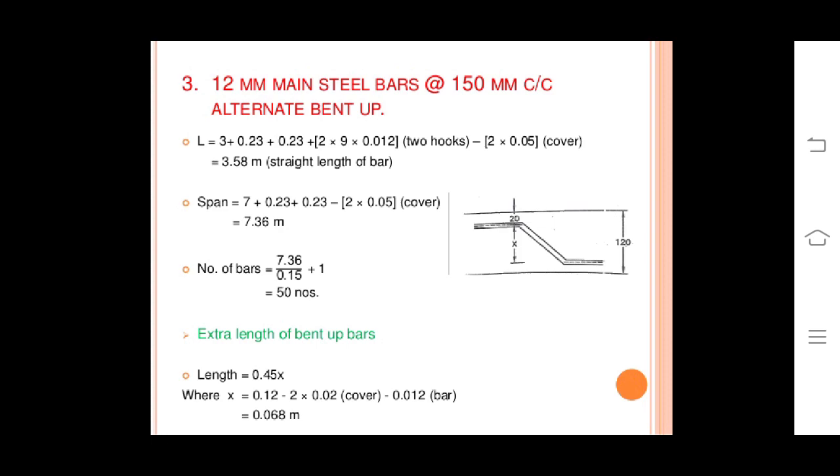Extra length for bent up can be calculated by using the formula: total length plus 0.45x, because bent up is done at only 45 degrees. Therefore, the additional length of 0.45x is added to the straight line length, where x is equal to 0.12 minus 2 into 0.02, that is cover, minus 0.012 of bar. It is equal to 0.068 meters.